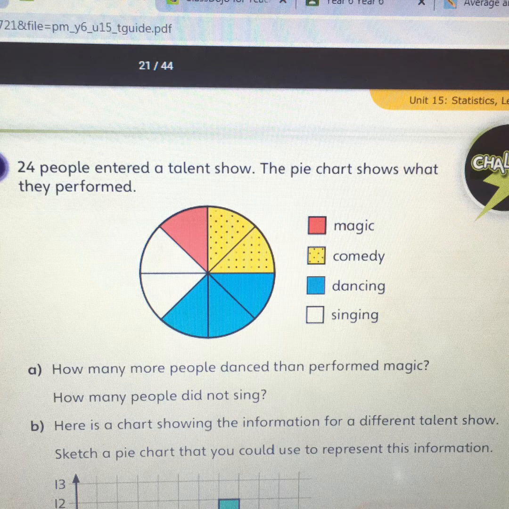So, questions then. How many more people danced than performed magic? Well, you've just told me that 9 people danced. How many people performed magic? You've already told me it's 3. So, how many people difference? 6. 6 people difference. How many people did not sing? Well, 1, 2, 3, 4, 5, 6 of those segments were people that didn't sing, and each one of those segments is worth 3, so 6 times 3 is 18.